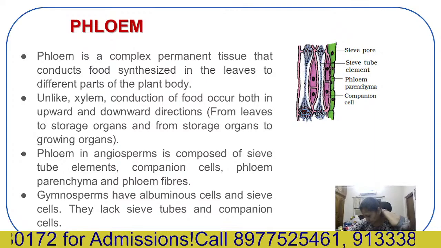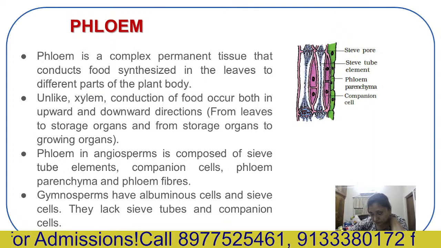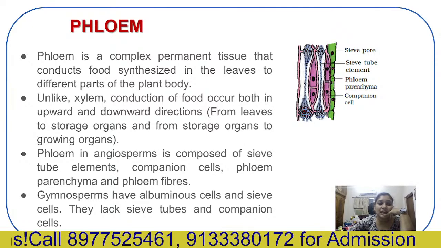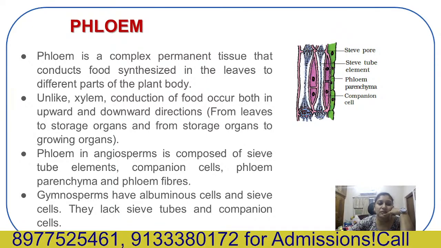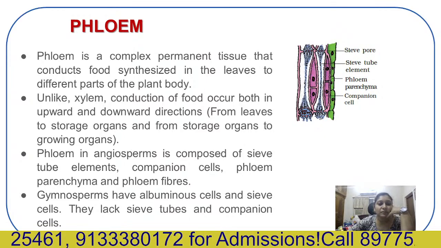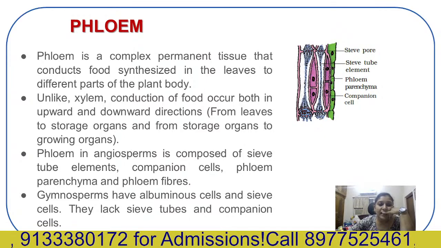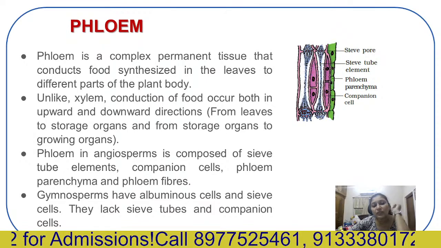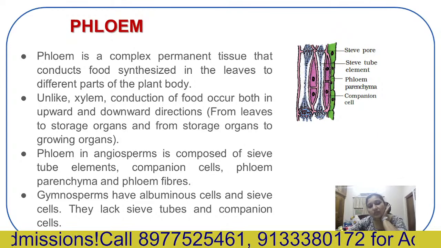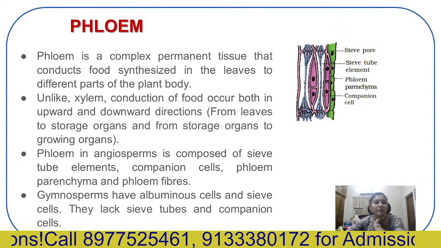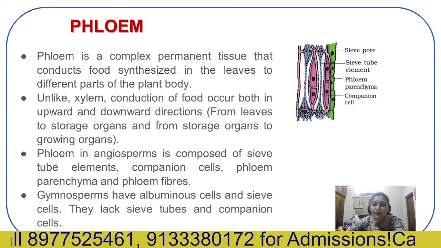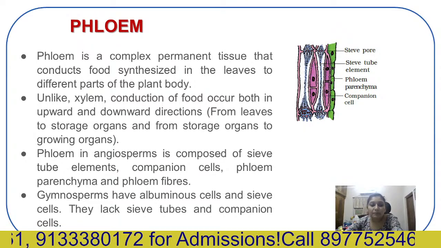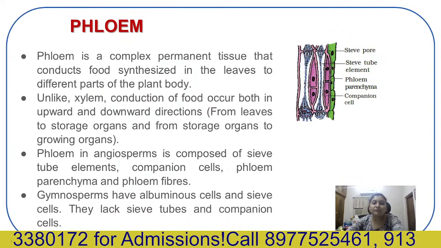Then phloem. Phloem is a complex permanent tissue that conducts the food synthesized in the leaves to different parts of the plant body. Unlike xylem, conduction of food occurs in both upward and downward directions, to the storage organ and from the storage organ to the growing part. Phloem in angiosperms is composed of sieve tube elements, companion cells, phloem parenchyma and phloem fibers.